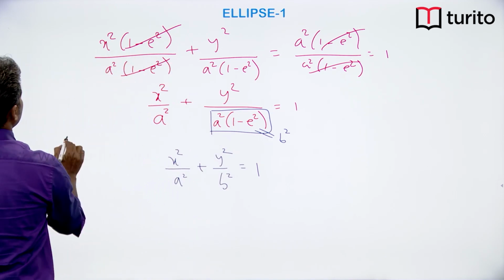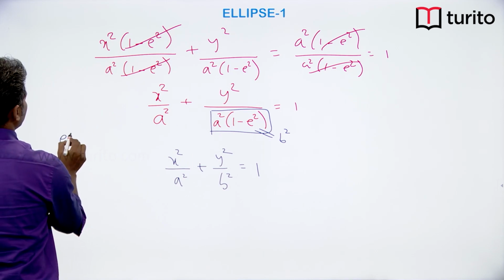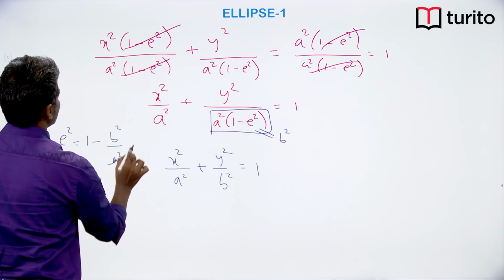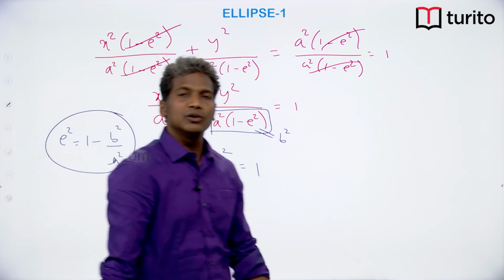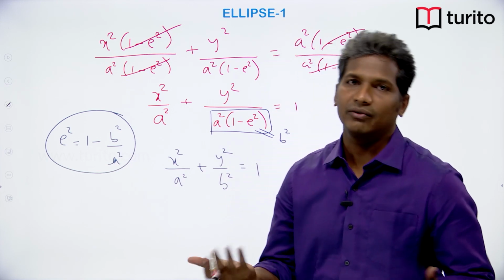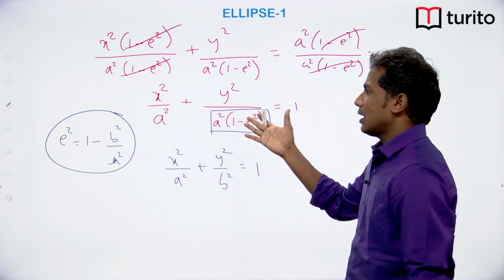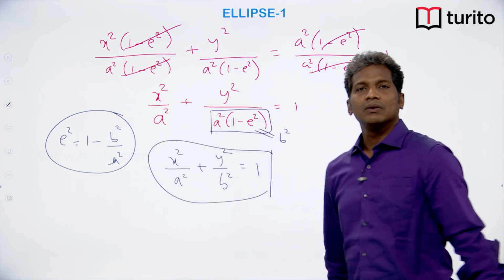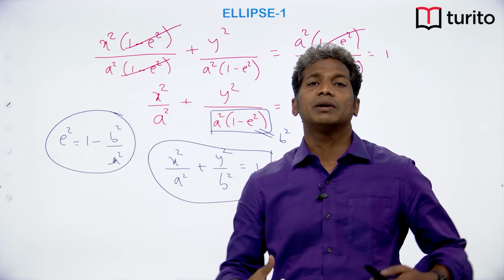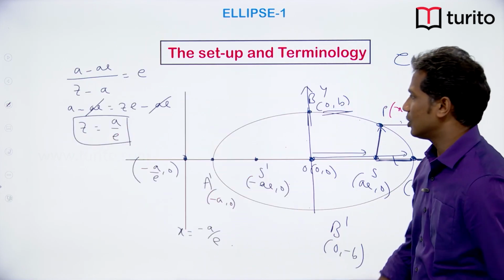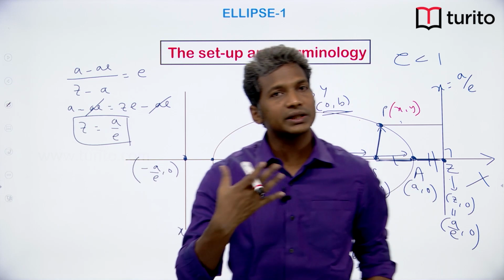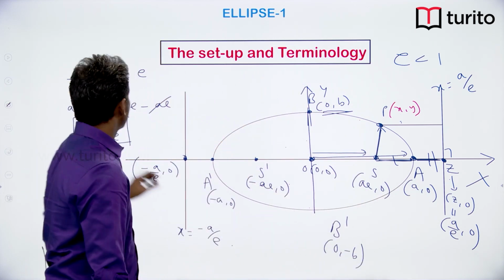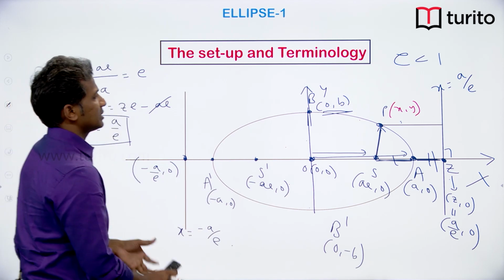So, if we want, let us say e square from here, we can write it as 1 minus b square by a square. Using this we can get the value of eccentricity whenever required. Now that we got an equation for the ellipse, we can derive all the points that we want. We are more curious about the ends of the latus rectum. So, suppose we want to find the ends of the latus rectum.